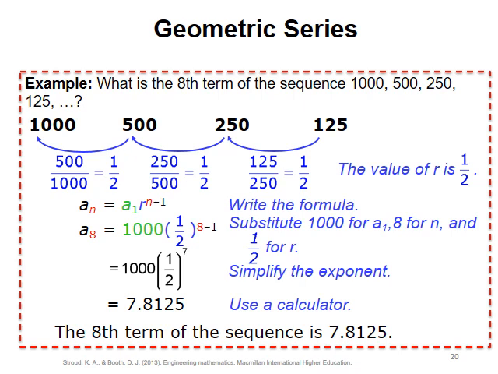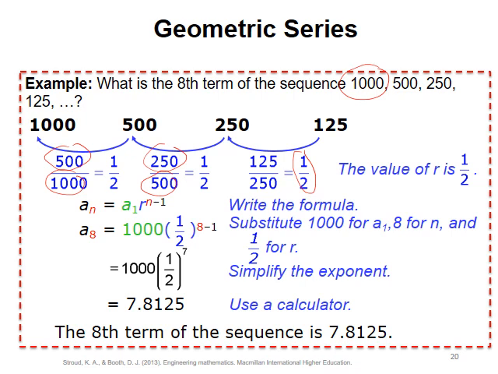Now let's see this example. What is the 8th term of the sequence 1000, 500, 250, 125? The first item is 1000. This is A. We need to see the ratio to make sure that this is a geometric progression. So 500 over 1000, 250 over 500. You see, I'm dividing. It's the same, which is 1 over 2. So R is 1 over 2.